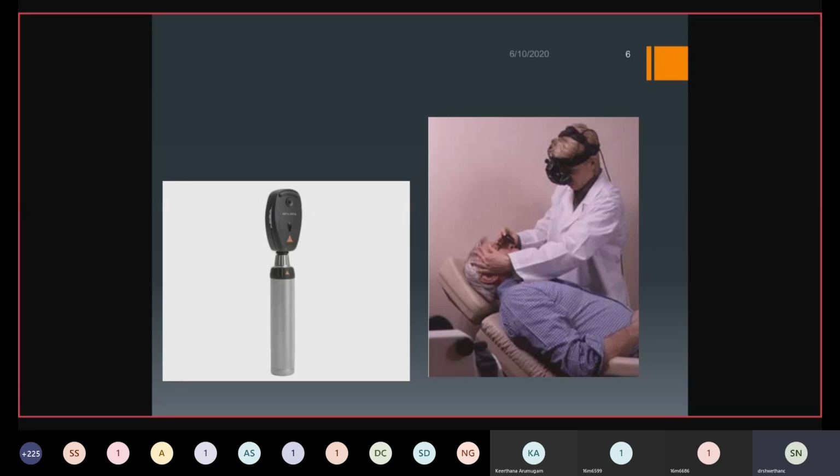And indirect ophthalmoscopy is very important in cases with dense cataracts, because in direct ophthalmoscopy, if media is too hazy, you cannot examine the fundus. So in hazy media, we prefer indirect ophthalmoscopy to examine the fundus. Again, you can see these instruments in our OPD.